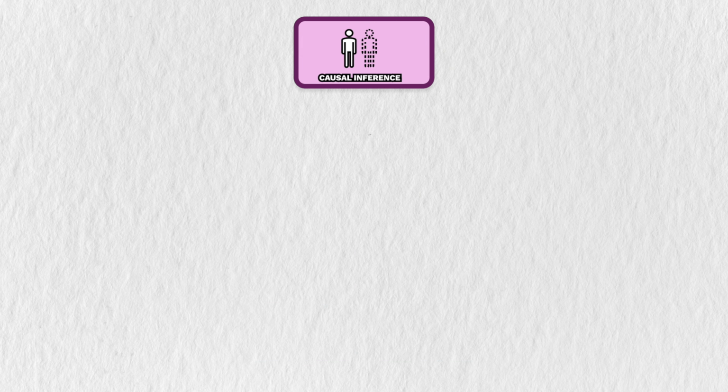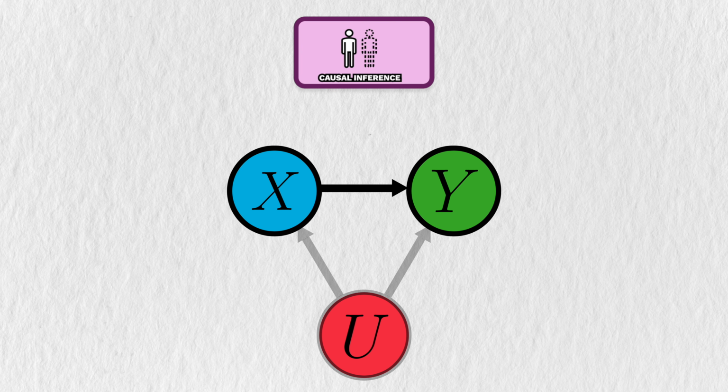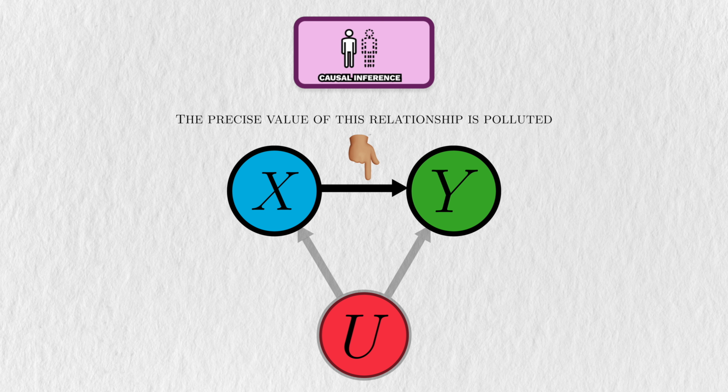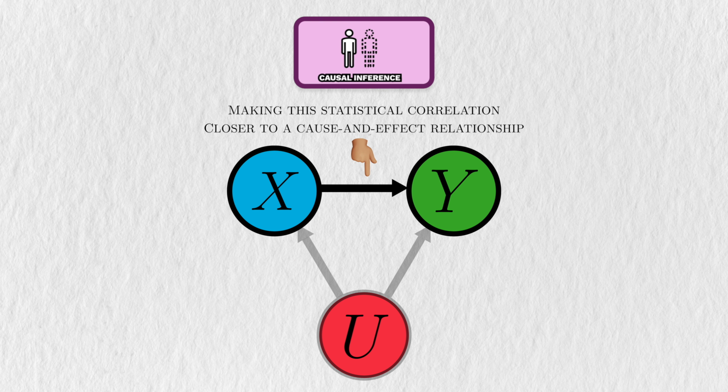I'll use causal inference here as an example because it's growing more and more important in biostatistics. Causal inference deals with the analysis of observational data. Data where we can't control the value of the independent variable. When we can't control the independent variable, it enables other variables called confounders to pollute the relationship between our variable of interest and the outcome. It's hard to know exactly what the cause and effect relationship would be, if there is any. So methods from causal inference essentially try to remove the influence of these confounders, making statistical associations closer to true cause and effect relationships.